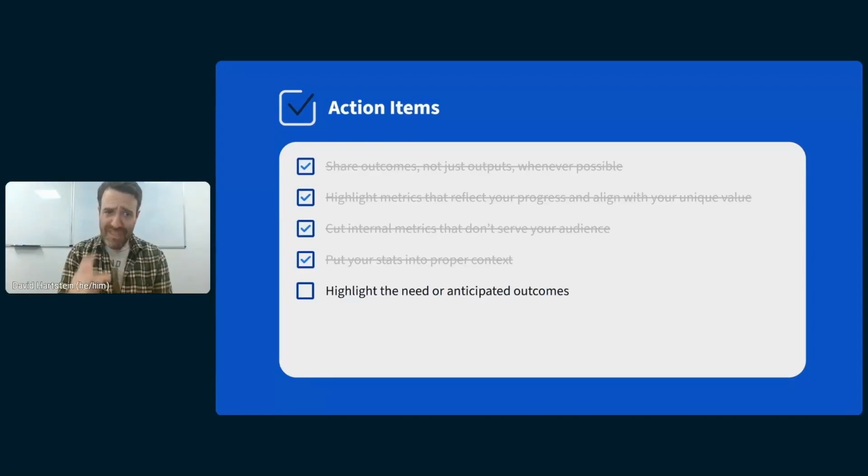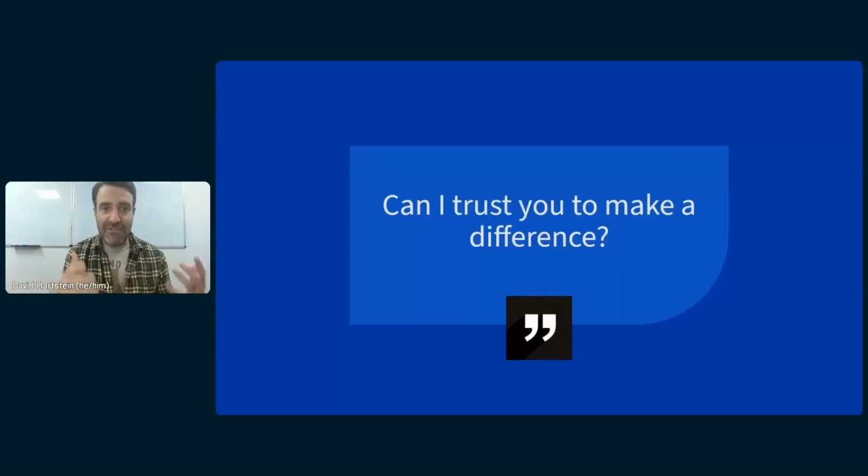And that can actually go a really long way in answering this key question: can I trust you to make a difference? By showing that you really grasp the problem, your visitors are more likely to trust you to be part of the solution. So let's see how a couple of nonprofits did this.